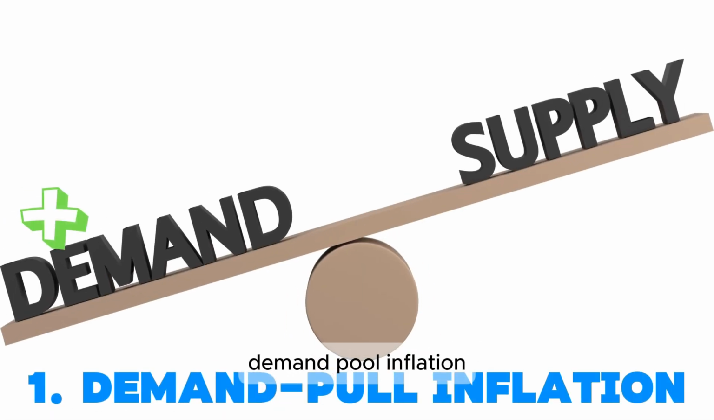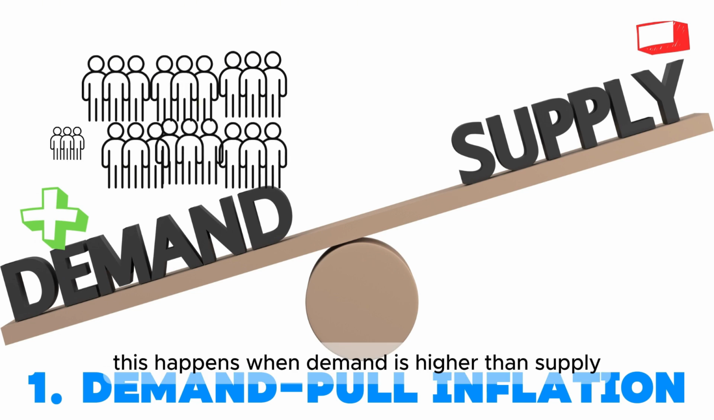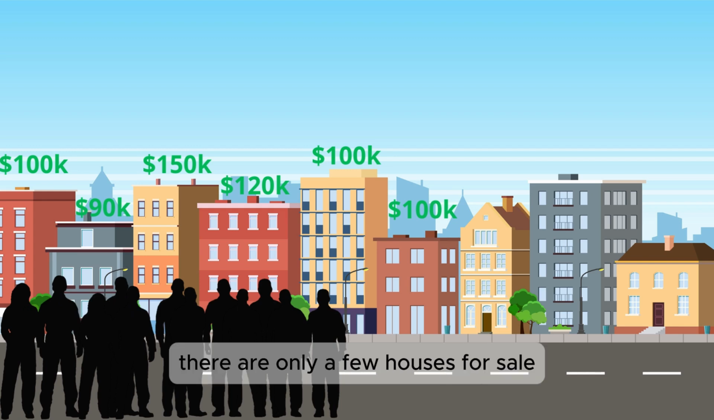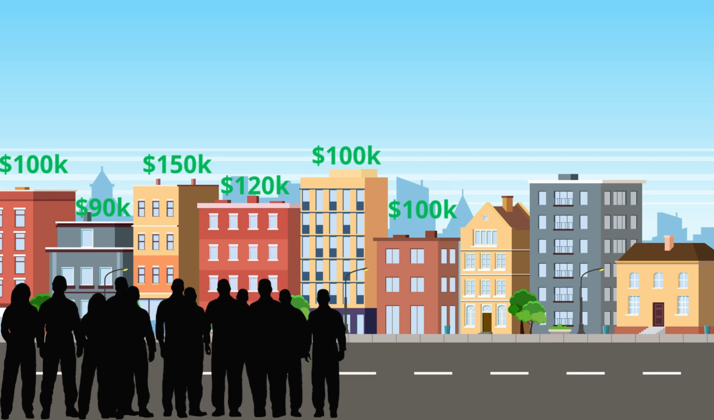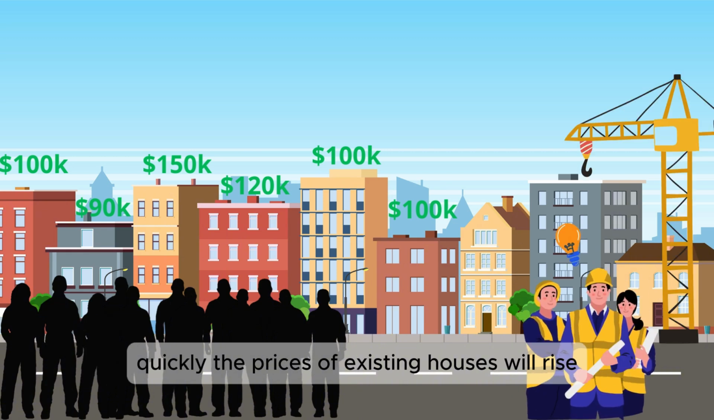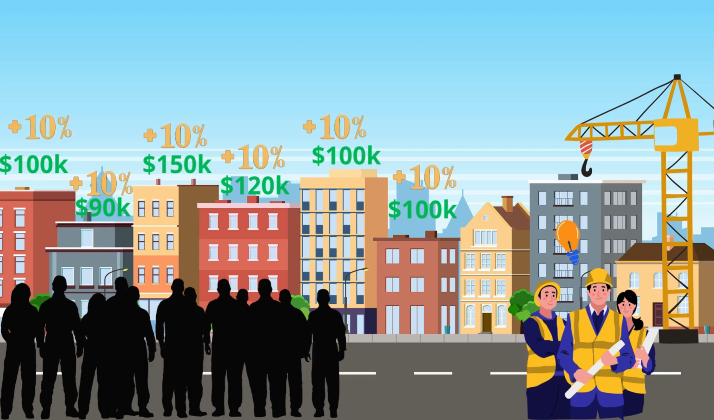Demand pull inflation. This happens when demand is higher than supply. Example: in a city, there are only a few houses for sale, but many people want to buy a house. Since construction companies can't build more homes quickly, the prices of existing houses will rise.